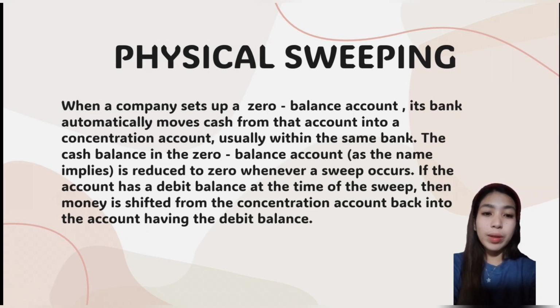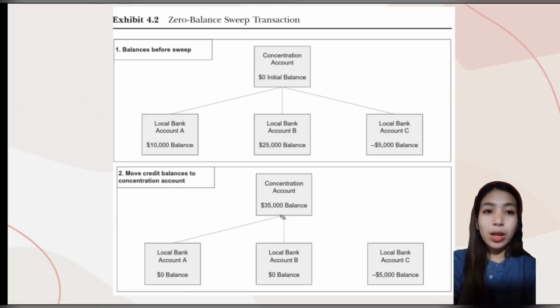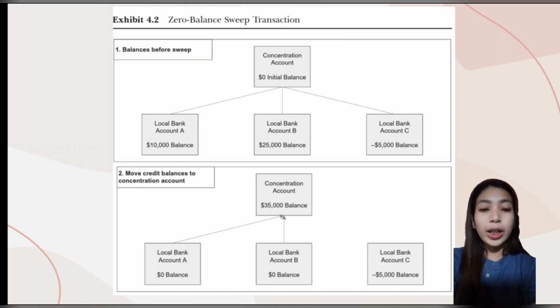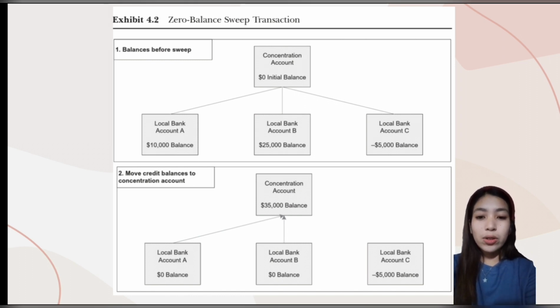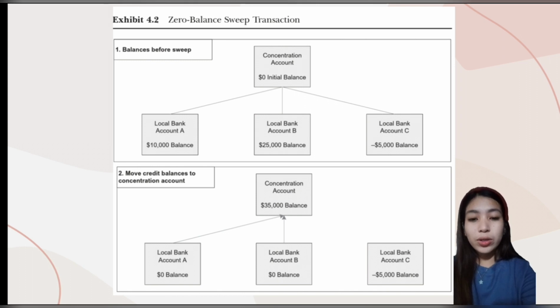Physical sweeping is the movement of cash from multiple bank accounts into a single concentration account. This is typically accomplished with a zero balance account from which a bank automatically sweeps all cash at the end of the day into a concentration account. So in the example, two of three subsidiary accounts initially contain credit or positive balances and account C contains a debit or negative balance. As you can see, the concentration account has a $0 initial balance.